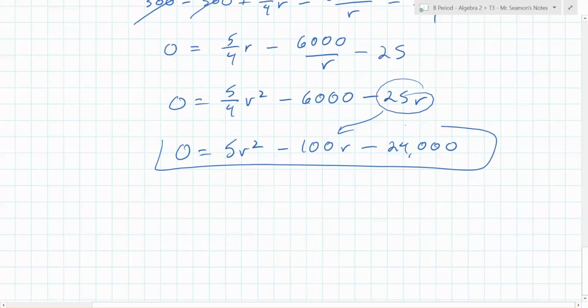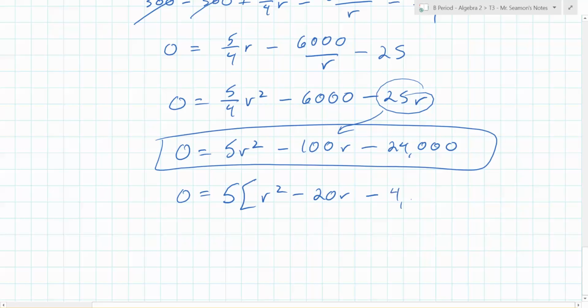So what's that first method you like to try? Factor it. What could you factor out first? So you have 5 times R squared minus 20R minus, what is that? 4,800, yes. 4,800 because it's 24,000 divided by 5. So now you think, hey, it might be factorable. You try it.